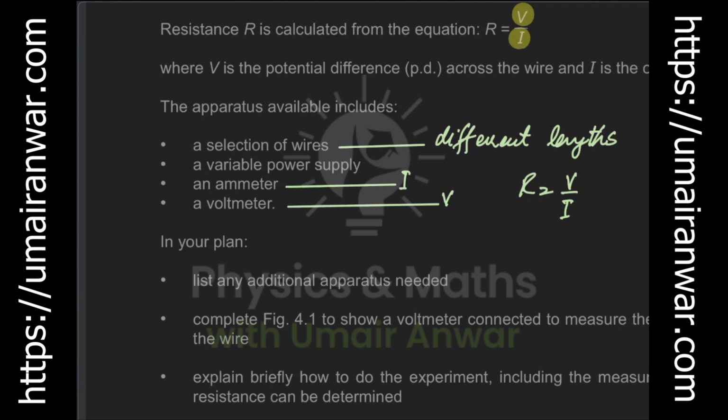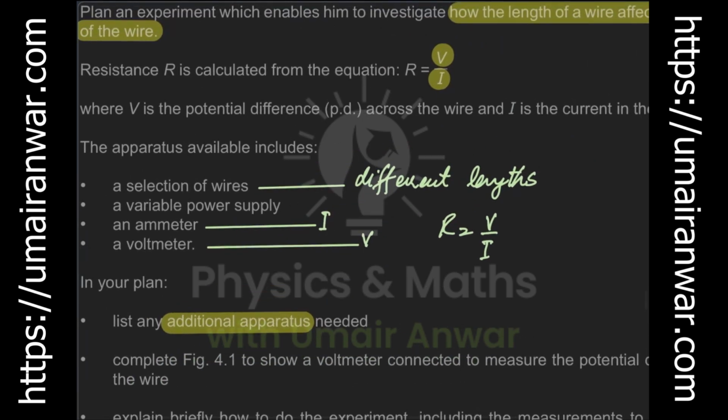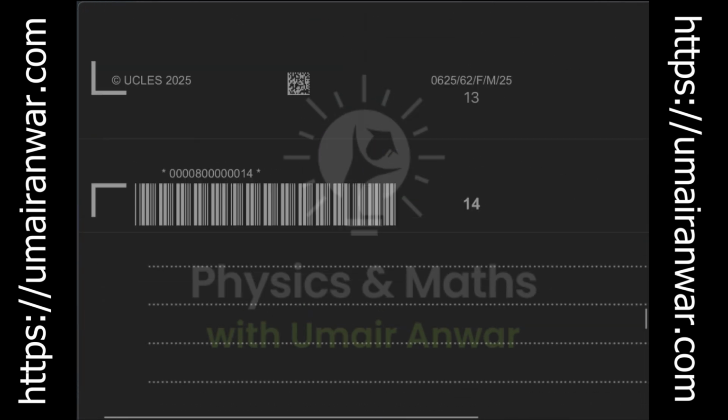So the first thing is, in your plan, list any additional apparatus needed to perform this experiment. Obviously, for resistance we do have a voltmeter and an ammeter, but for measuring the lengths, we do not have any apparatus listed over here. So the first thing I'm going to write down in the answer is the additional apparatus.